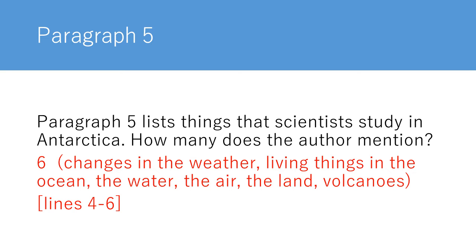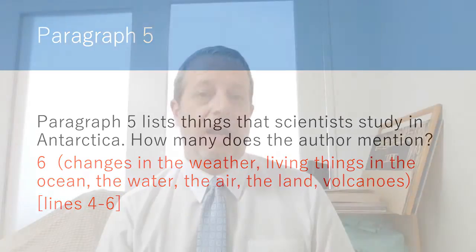There's 6 things listed between lines 4 and 6, and they are, first, changes in the weather, second, living things in the ocean, third, the water, fourth, the air, fifth, the land, and finally, number 6, volcanoes. I asked in the first video of the series about why volcanoes came up in a lesson about Antarctica. Now you know. It implies that there are, in fact, volcanoes in Antarctica, the surprising continent.